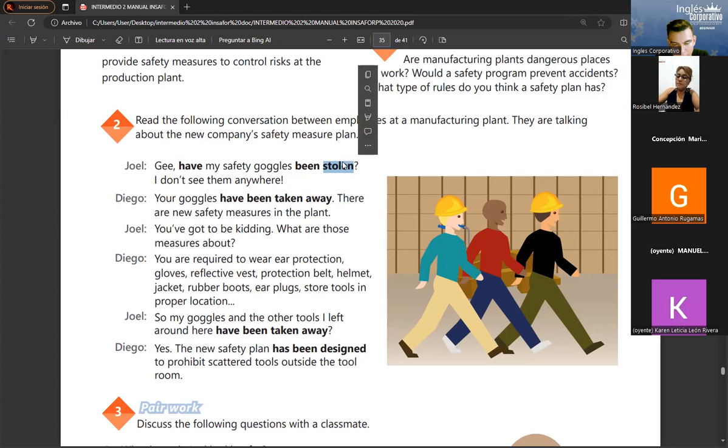Okay. Let's start. It says, G, have my safety goggles been stolen? I don't see them anywhere. Do you know what anywhere is? En ningún lado. Exactly. En ningún lado, ninguna parte. Okay, excellent. Let's continue.